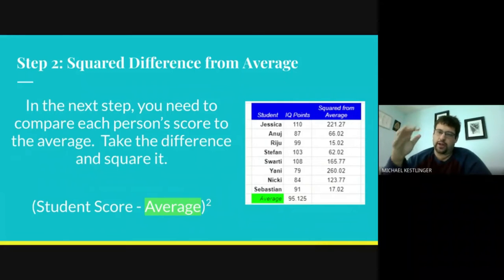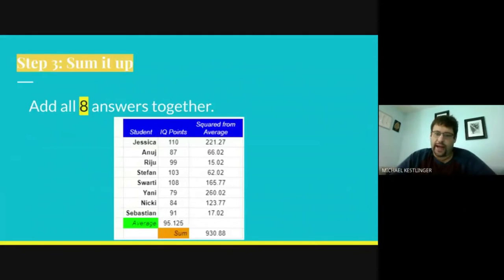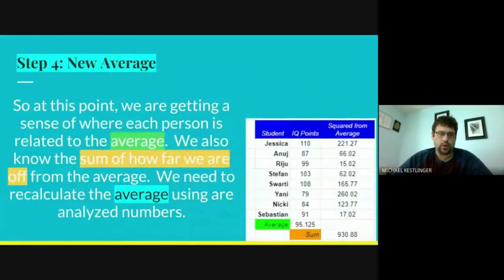Now, what exactly are we going to do with those differences? We're going to add them all up. So the sum of the squared differences from the average is 930.88. What are we going to do with this number? We're just going to use it again later. At this point, we're getting a sense of where each person is relative to the average. We also know the sum of how far we are off from the average. We need to recalculate the average using our analyzed numbers, so we're basically going to make a new average.